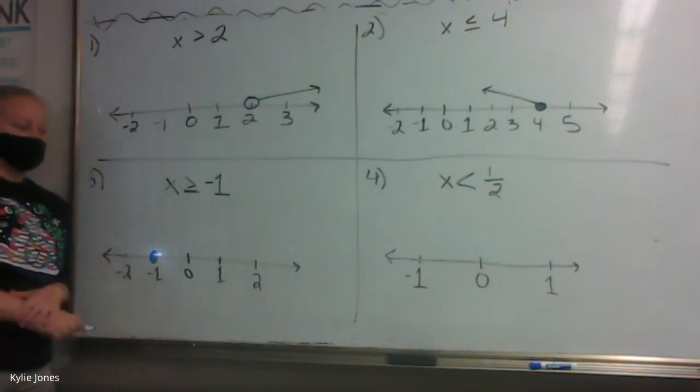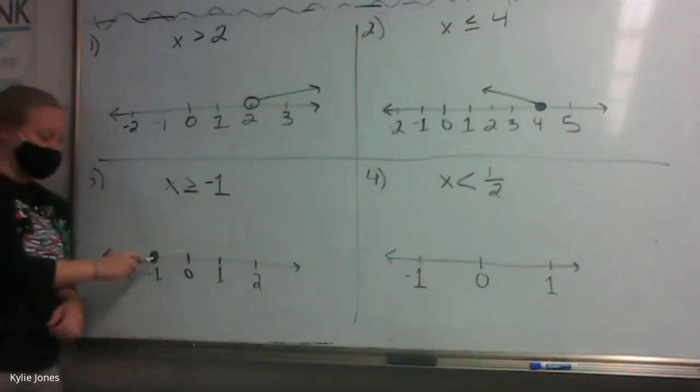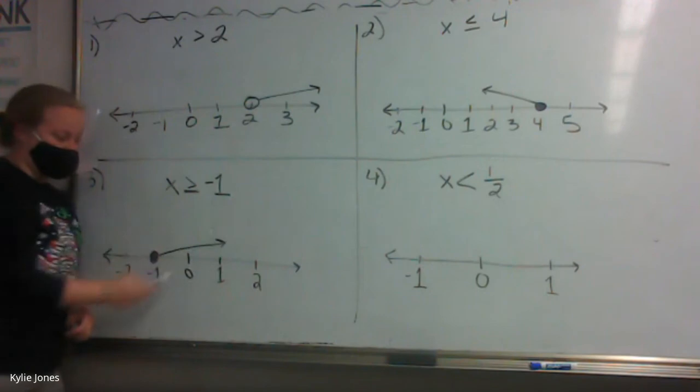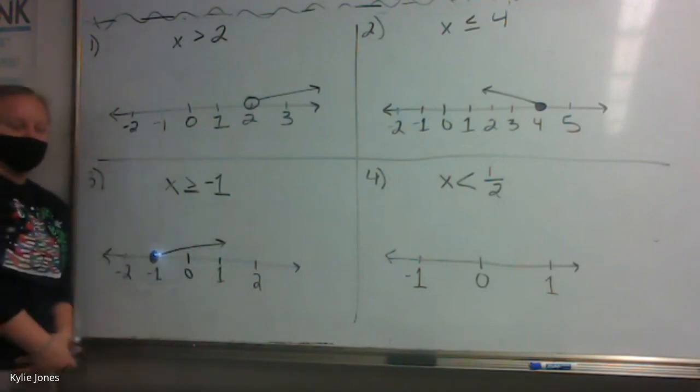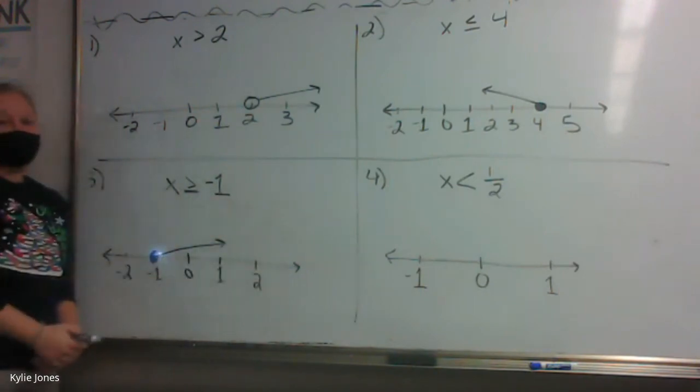Now, which way do I need to point my arrow? To the numbers that are greater. This way. 0 is greater than -1. 1 is greater than -1. 2 is greater than -1. 843, if you were to keep going out on this number line, that's greater than -1.